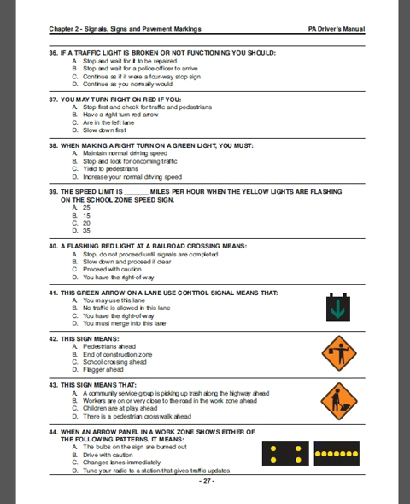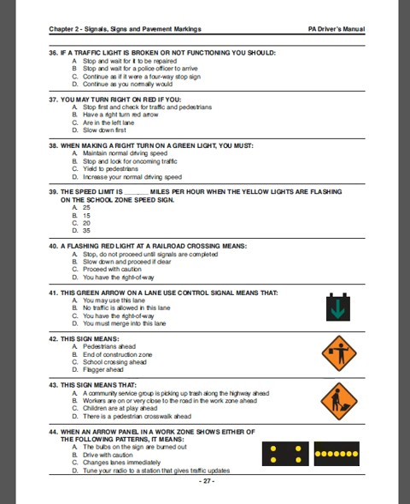37. You may turn right on red if you A. Stop first and check for traffic and pedestrians. B. Have a right turn red arrow. C. Are in the left lane. D. Slow down first. The answer is letter A. Unless you are at a no turn on red intersection, you may turn right on red if you stop first and check for traffic and pedestrians.